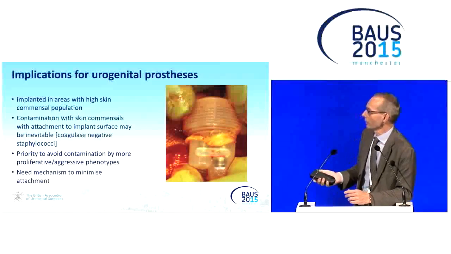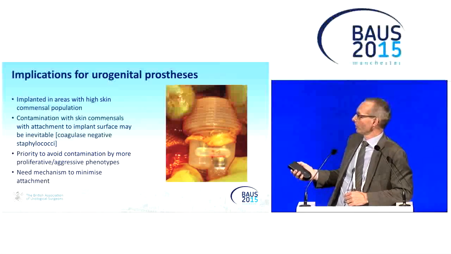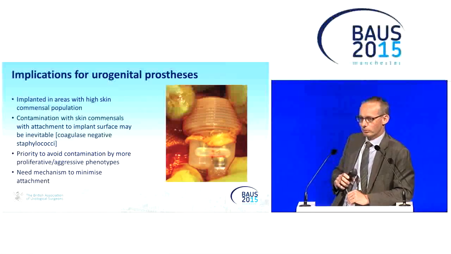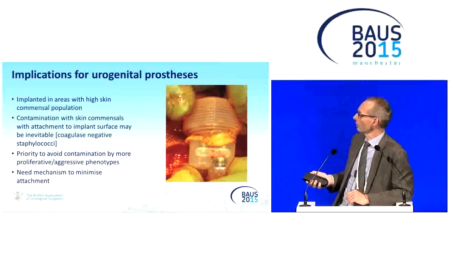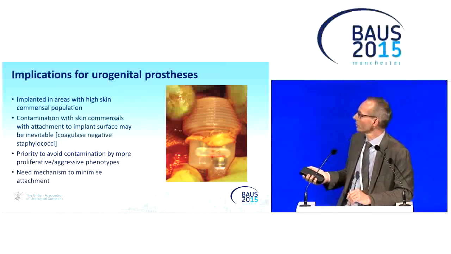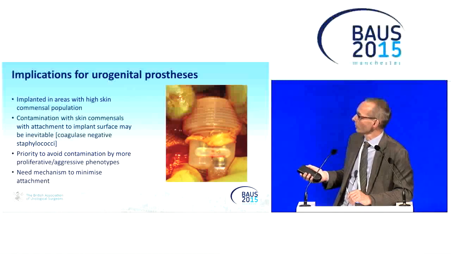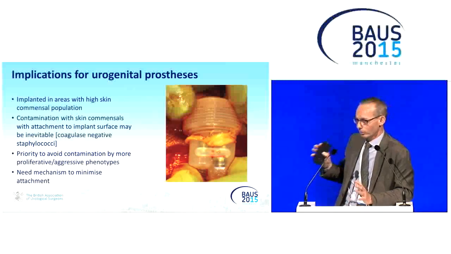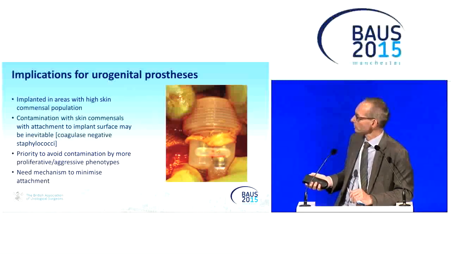So in the case of a urogenital prosthesis, this is a pump that's been removed because of infection, and you can see there's all sorts of things stuck to it, a bit of fibrinous exudate and all that sort of stuff. So that's obviously the conditioning film that the bugs have then attached to.